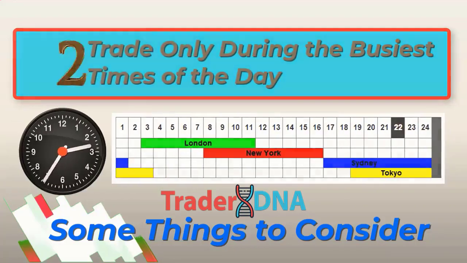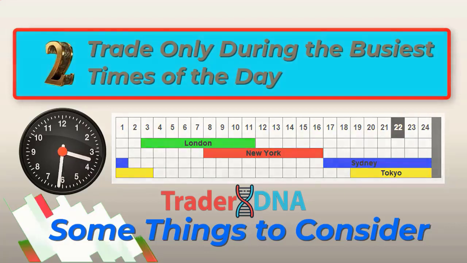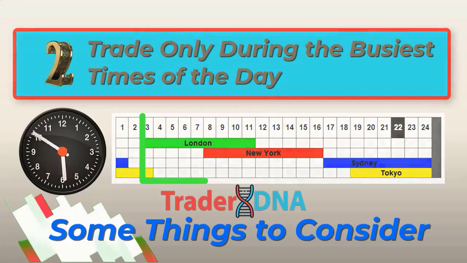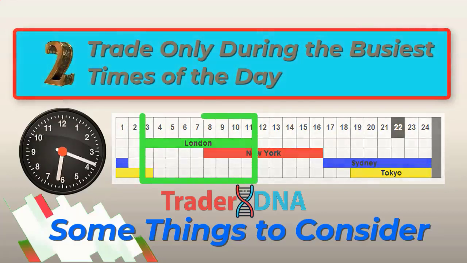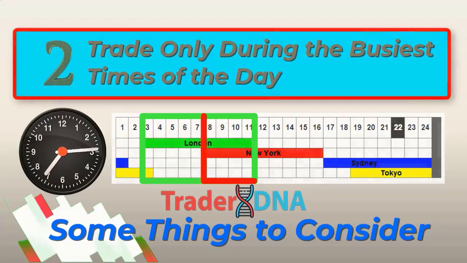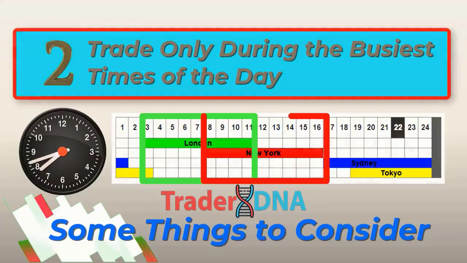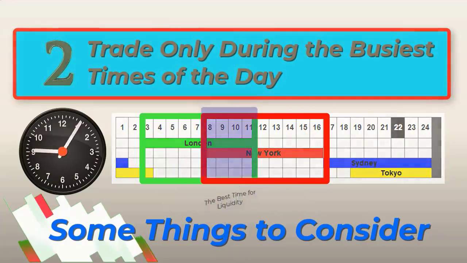Second, trade only during the busiest times of the day. As a scalper, you only want to trade the most liquid markets. Even though the forex markets are trading for 24 hours a day, the volume is not the same at all times of the day. Usually, when London opens at around 3 a.m. Eastern Standard Time, volume picks up as London is the major trading center for forex trading. At 8 a.m. Eastern Standard Time, New York opens and adds to the volume being traded. Thus, when two of the major forex centers are trading, this is usually the best time for liquidity.